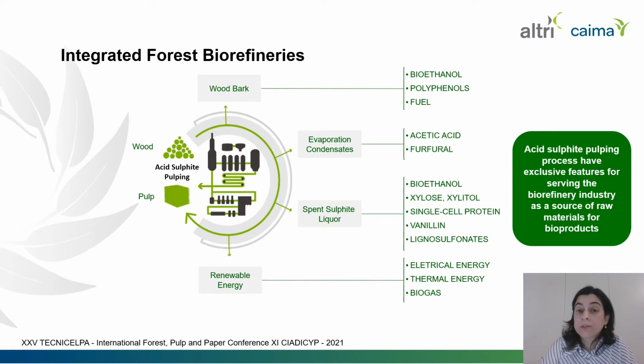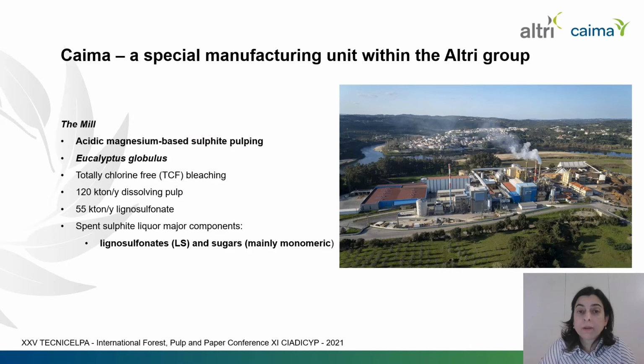Today, when you look at industrial scale biorefineries, acid sulfite pulping has a larger product portfolio when compared to the kraft process. We have bioethanol, xylose, acetic acid, furfural, lignosulfonates, and vanillin being produced at sulfite pulp mills using well-proven technologies. And so, the acid sulfite process has exclusive features for serving the biorefinery industry as a source of raw materials for bioproducts. The purpose of today's presentation is precisely to review biorefinery pathways and technologies for the Coimbra mill.